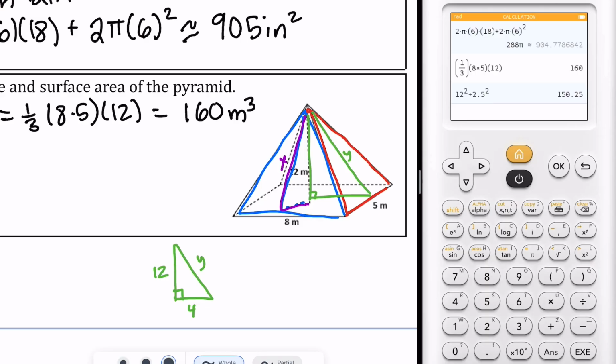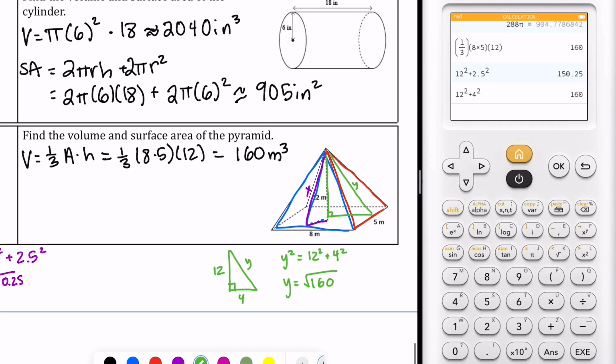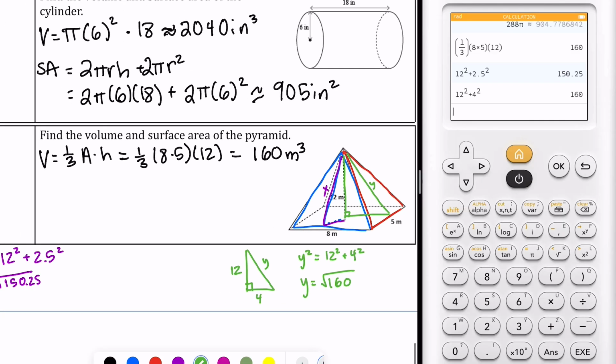So putting this all together, we'll have y squared equals 12 squared plus 4 squared. So y is going to be the square root of 160. Again, I'm just keeping it like that because I don't have to go digging for my exact value in my calculator. Okay, now we've got the information that we need to do our surface area.